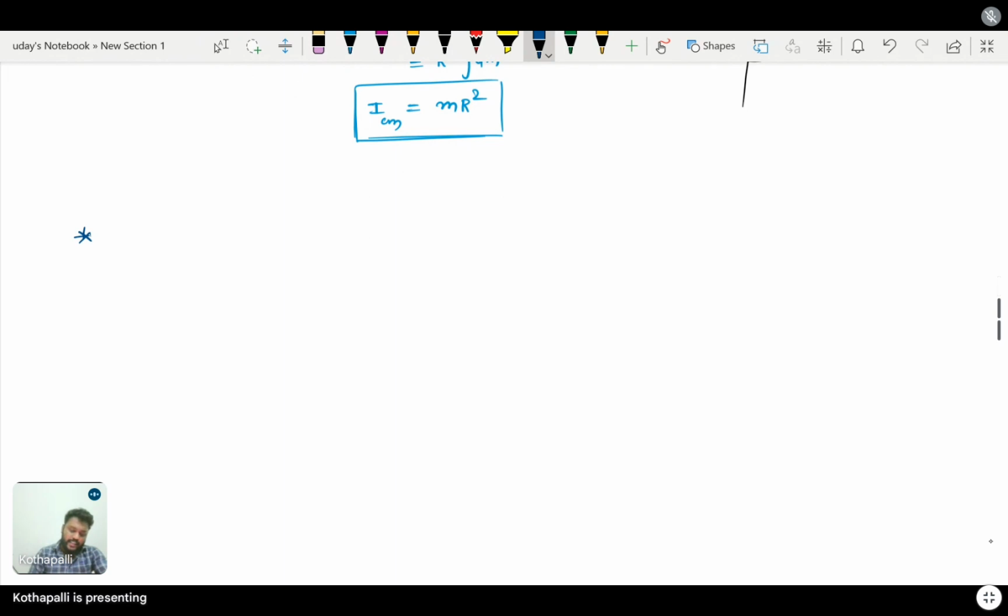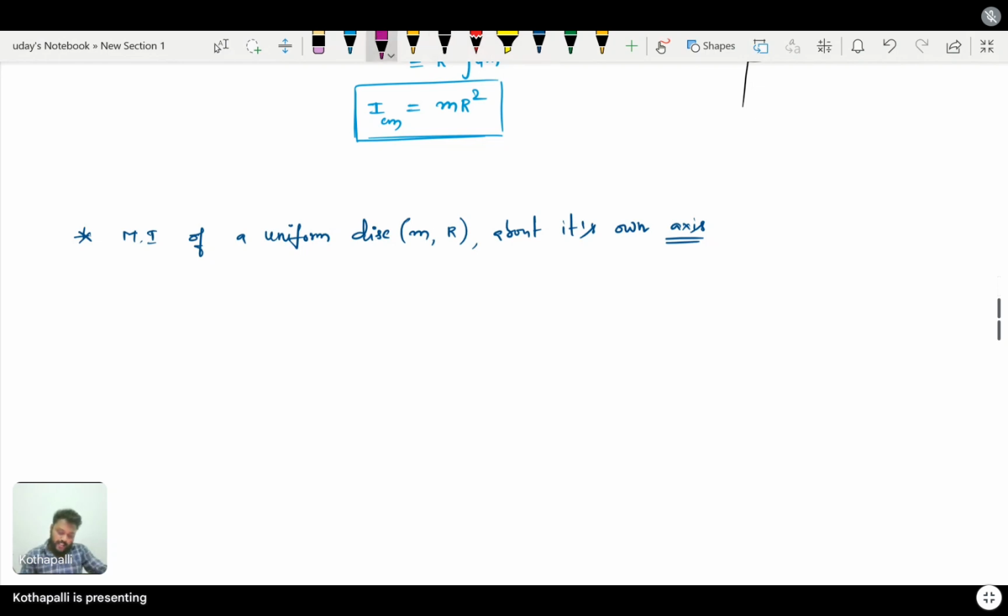Okay, so simply you can keep writing: moment of inertia of a uniform disk, mass m, radius r, about its own axis. Same case, its own axis. I hope you got it. So scenario we can take like this, like there is a disk. See, I'm drawing the diagram like a side view. It's not front view. Front view also I'll show you. First front view let's take.